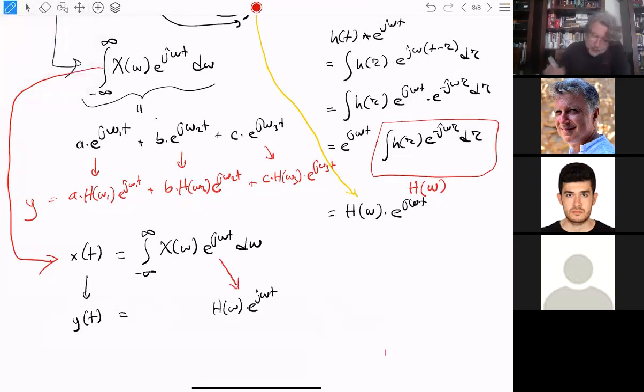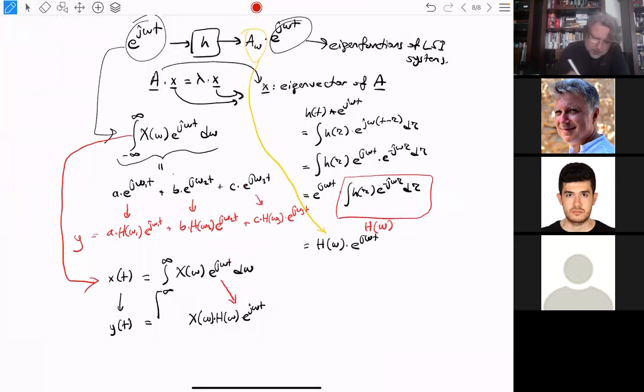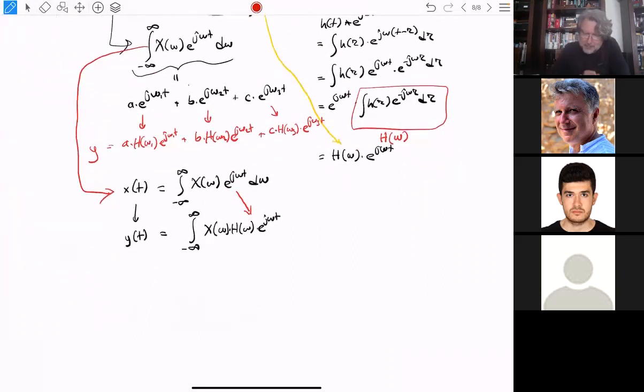And to each x omega times e to the j omega t, I will have x omega times h of omega e to the j omega t. Because of linearity, if I scale, then the output is also scaled in the same way. And if I accumulate the input using an integral, the output must also be accumulated. This is what y of t would become, the output for a linear and time invariant system.